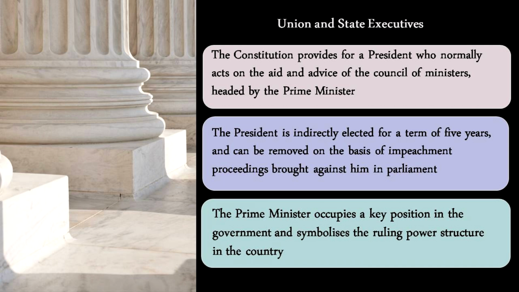We have union and state executives. The Constitution provides for a president who normally acts on the aid and advice of the Council of Ministers, which is headed by the Prime Minister. The President is indirectly elected for a term of 5 years and can be removed on the basis of impeachment proceedings brought against him by the Parliament. The Prime Minister occupies a key position in the government and symbolizes the ruling power structure of the country. This is the union and state executive division that we have.